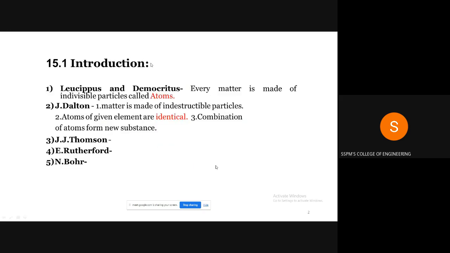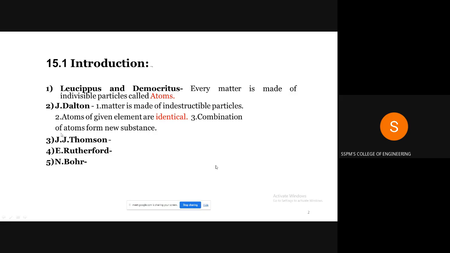The journey starts from the first one, that is Leucippus and Democritus. What he says: every matter is made up of individual particles called atoms. After that, Dalton's theory: matter is made up of indestructible particles. Atoms of a given element are identical. Combination of atoms forms a new substance.